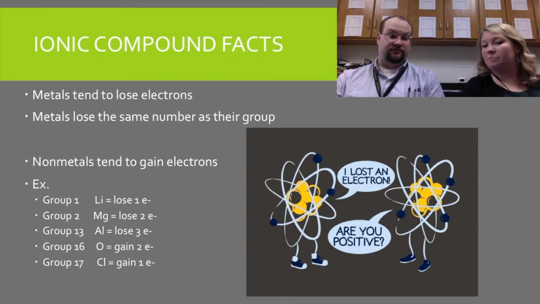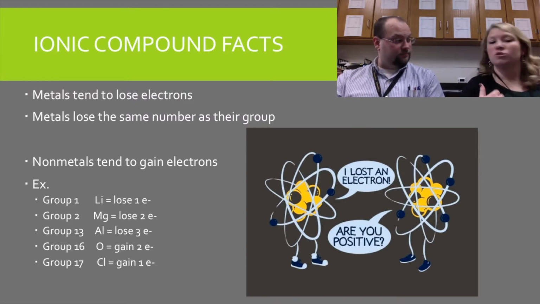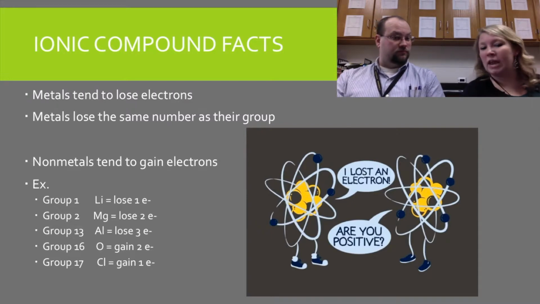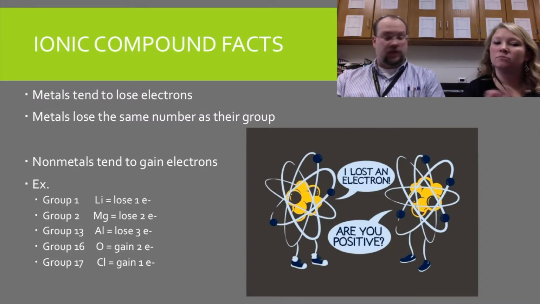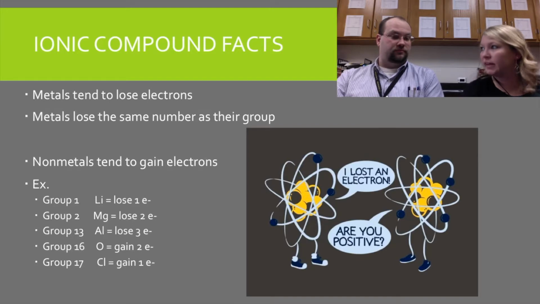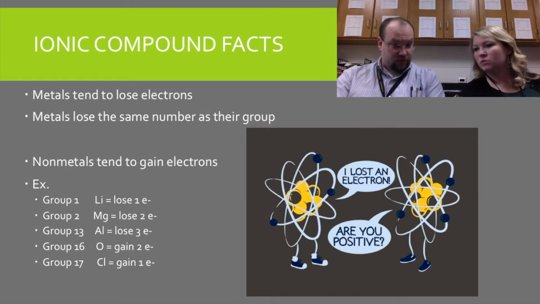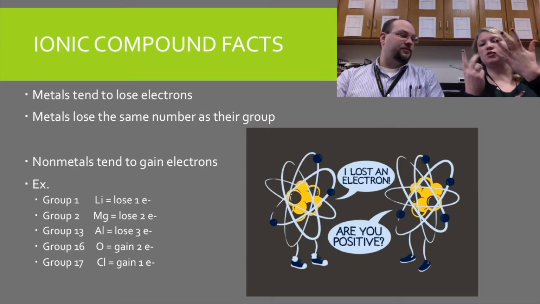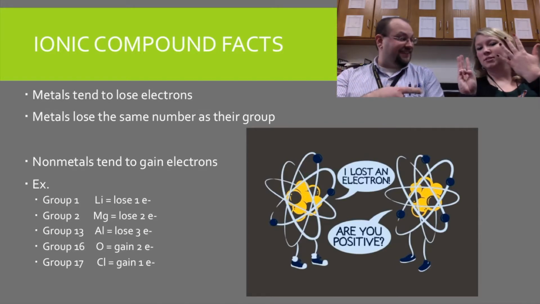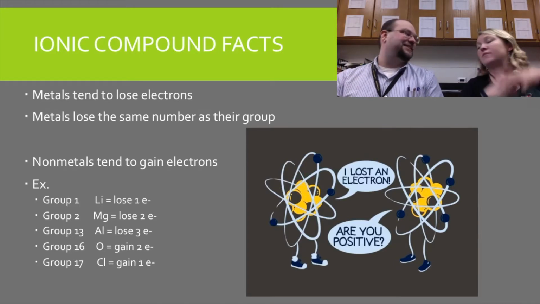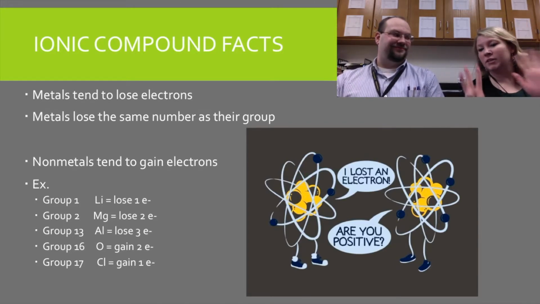If I'm a non-metal, I'm going to gain. The main ones that we need to talk about for gaining are groups 16 and 17. If I'm in 16, I have 6, so I'm going to want to gain 2, because 6 plus 2 is 8, which is an octet. Group 17 has 7. I'm going to gain 1. That makes me 8.